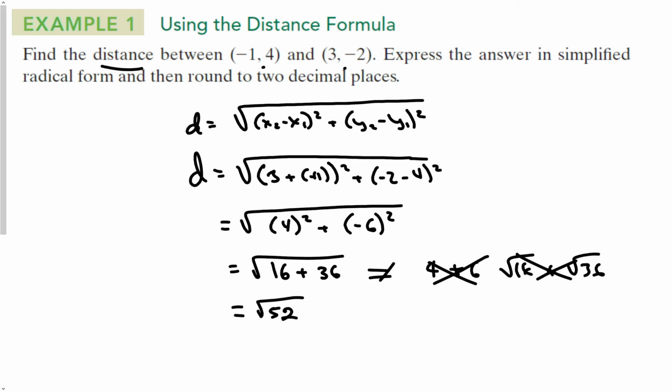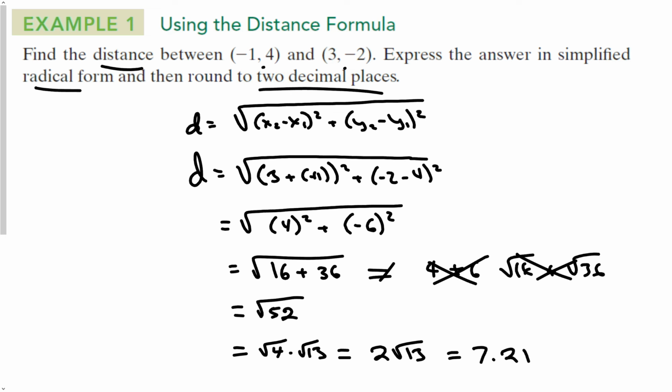And now, express the answer in simplified radical form, and then round to 2 decimal points. So 2 different ways to calculate my answer here. The first is to split it into a radical form. So that's radical 4 times radical 13, which would be 2 radical 13. And then if I pop this into a calculator, I would get that it is about 7.21.